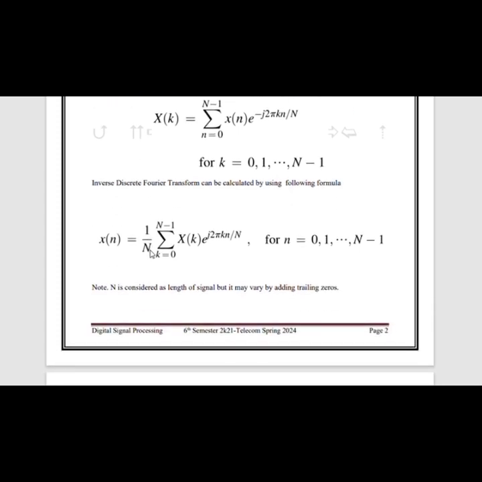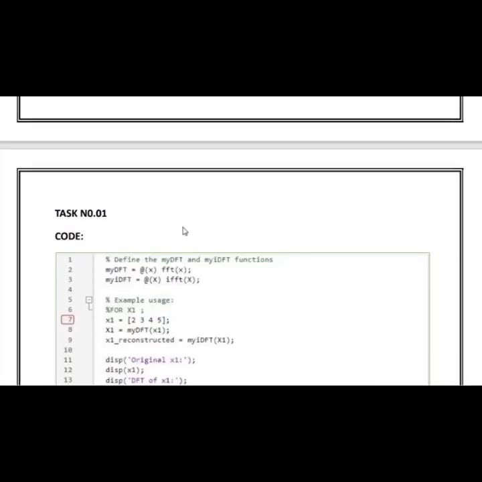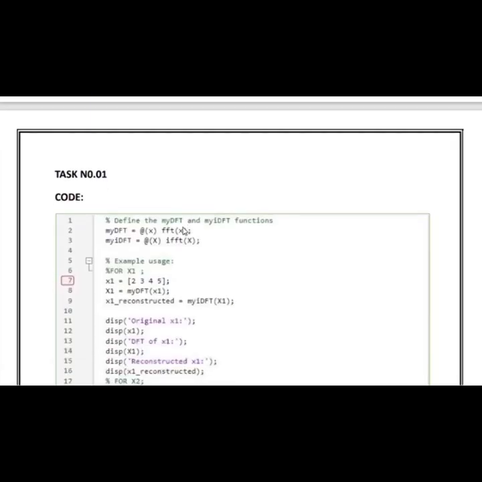In task number 1, make your own discrete Fourier transform and inverse discrete Fourier transform for calculating the discrete Fourier transform and its inverse using the given formulas. This is the formula, and here are some values x1, x2, x3 and x4. Now rewrite the code in MATLAB, where my discrete Fourier transform is given as this and my inverse discrete Fourier transform is given as this.